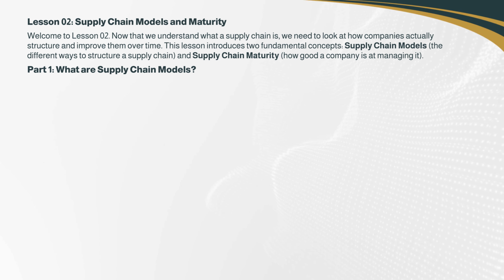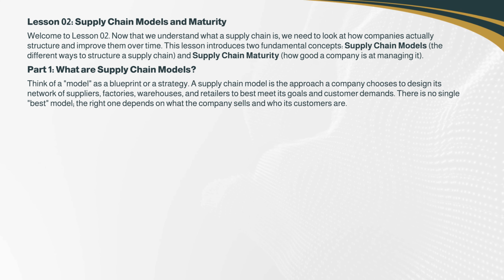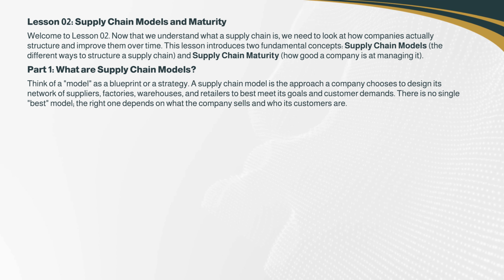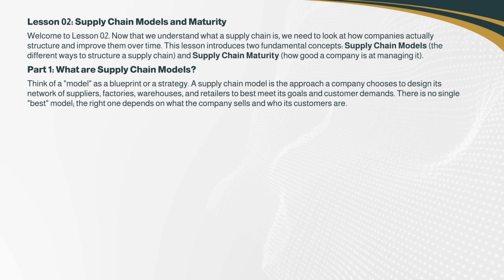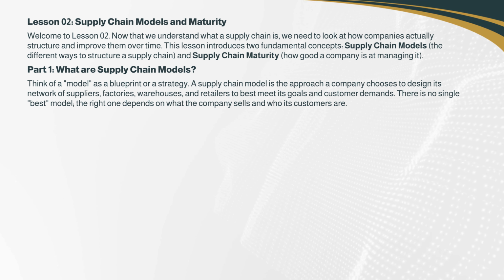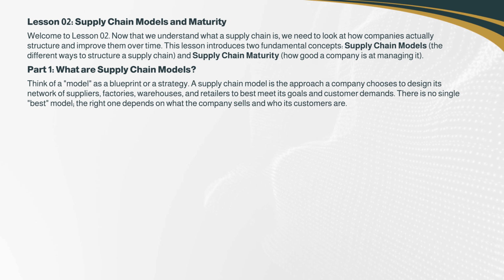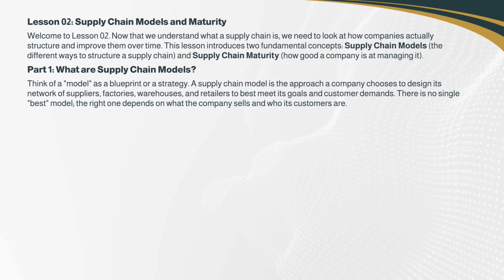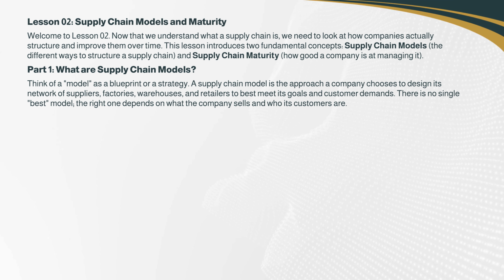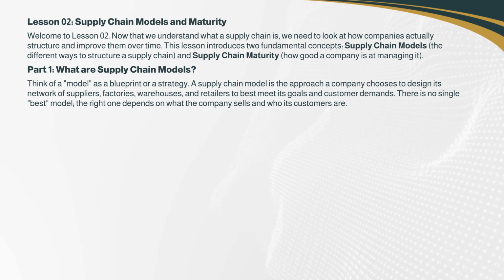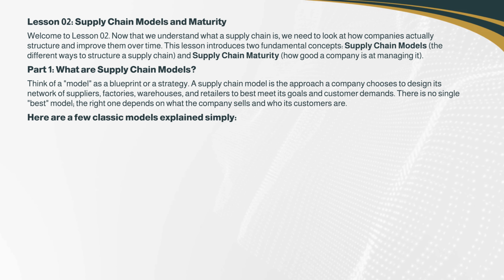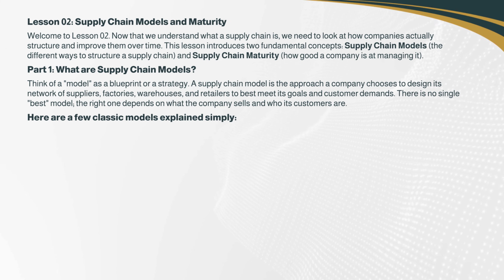Part 1. What are supply chain models? Think of a model as a blueprint or a strategy. A supply chain model is the approach a company chooses to design its network of suppliers, factories, warehouses, and retailers to best meet its goals and customer demands. There is no single, best model. The right one depends on what the company sells and who its customers are. Here are a few classic models explained simply.